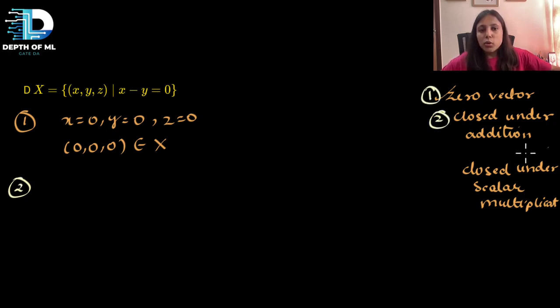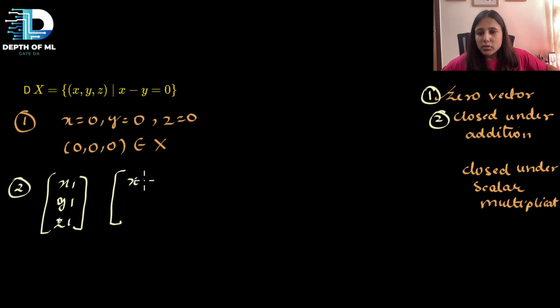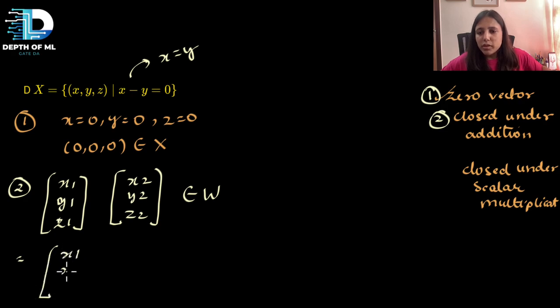Now let's do the second part, which is checking whether it is closed under addition or not. So I'm going to take two vectors, x1, y1 and z1, and x2, y2 and z2. They belong to W already. Another thing we can derive from here is x is equal to y, because x minus y is equal to 0. So I'm going to reduce this to the same form: x1, x1, z1, and another vector x2, x2, z2. You can replace y also, that's not an issue.